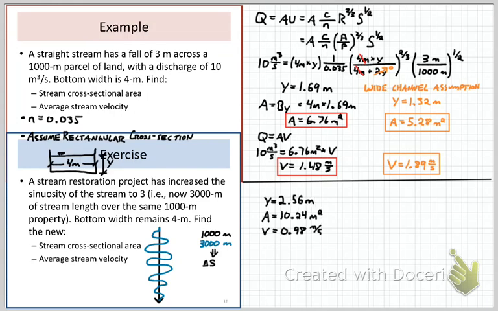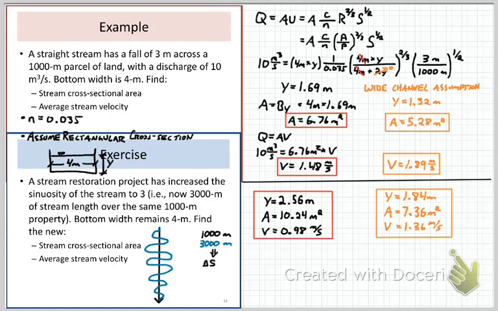I'll let you work through the mathematics on your own. The solutions that I come up with are shown here if you do not make the wide channel assumption, and on the right hand side making the wide channel assumption, slightly different values. So that's an opportunity for you to practice doing these calculations on your own.